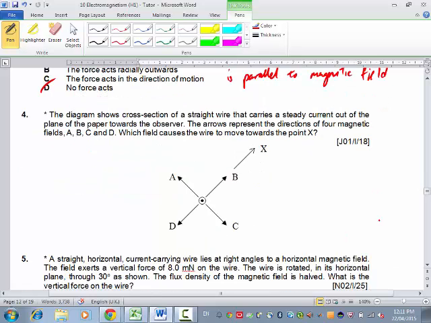Question 4. You apply your Fleming's left-hand rule. Zixiang, what is your answer? C. C for cat. Let's see whether it is C. They want a force there. The current is out of the page. So you use your Fleming's left-hand rule. The magnetic field must be pointing towards C. So the answer is C. That's the force. That's the field.